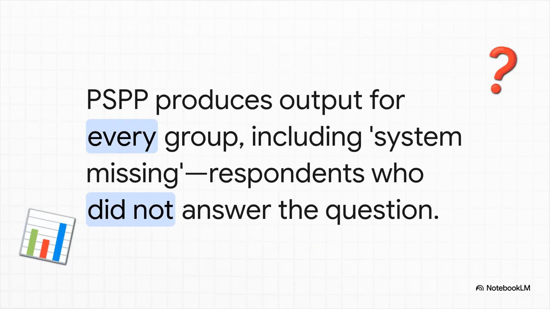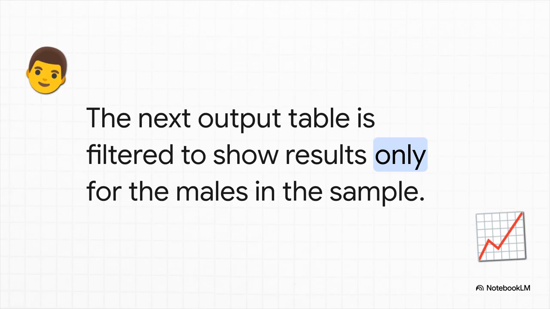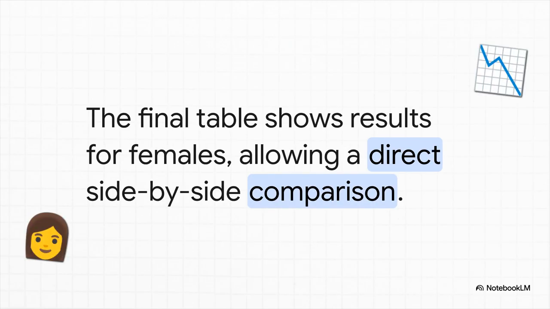So as soon as you turn Split on and run your analysis, PSPP starts working its magic. The first thing you'll see is a table for System Missing. That's just the folks who didn't happen to answer the question about their sex. Then, the very next table shows the results, but only for the men in the survey. We're looking at just their views on the Bible. And right after that, you get the table for the women. And just like that, everything's laid out perfectly, side by side, totally ready for us to compare and see if there are any differences.